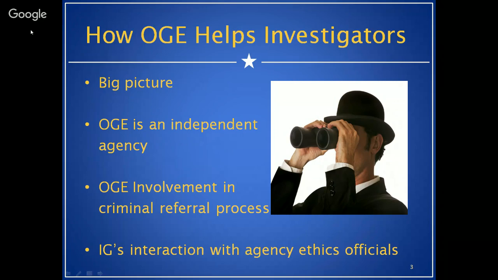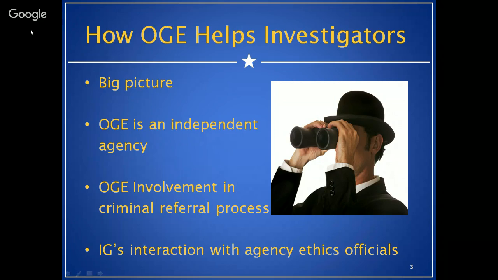So 28 U.S.C. Section 535 requires every department or agency to report to the Attorney General any information, allegations, or complaints relating to violations of Title 18 of the U.S. Code. Now, the Director of OGE, in accordance with the Ethics in Government Act, has issued regulations requiring agencies to concurrently notify the Director when any matter involving a violation of 18 U.S.C. Sections 203 to 209 is referred to the Department of Justice.